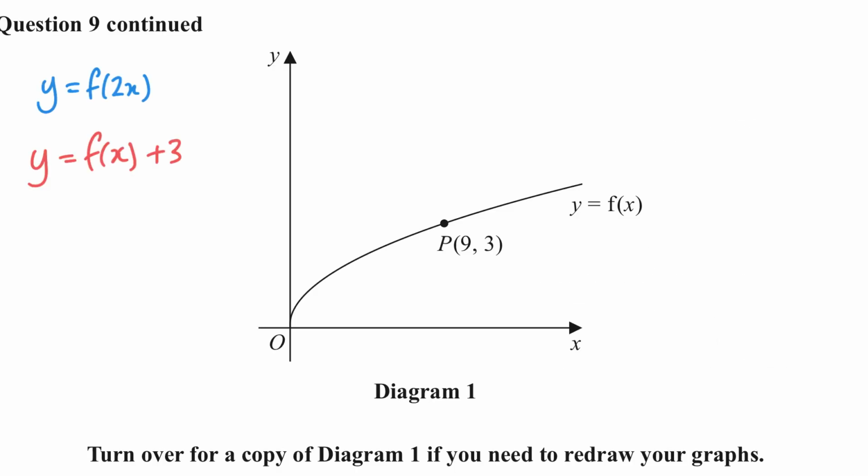Okay, let's start with y equals f of 2x. So it's inside, so it affects the x values. It's multiplied by 2, and we need to always do the inverse when it's inside. So we need to divide the x values by 2. So that means this 9, 3, this coordinate of P, would actually happen at 4.5, 3. So we want it roughly halfway between. So that's P, and it's 9 over 2, 3.